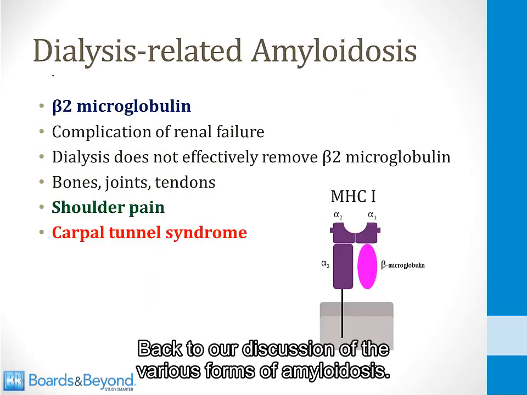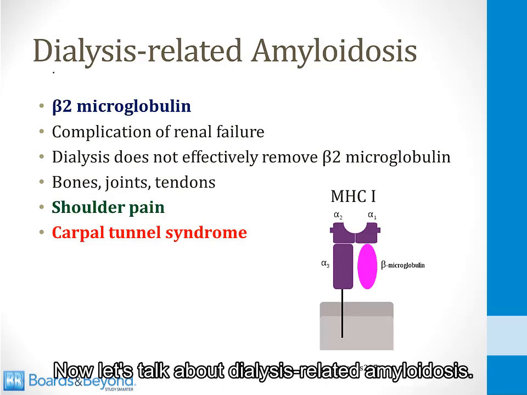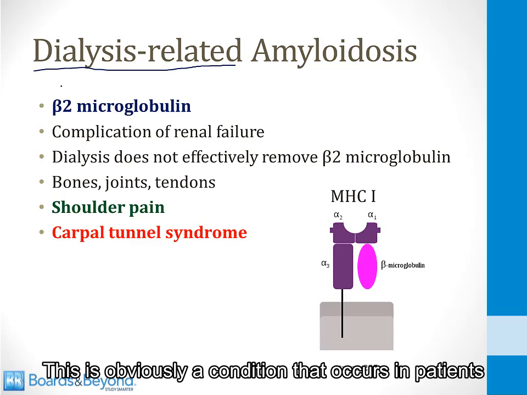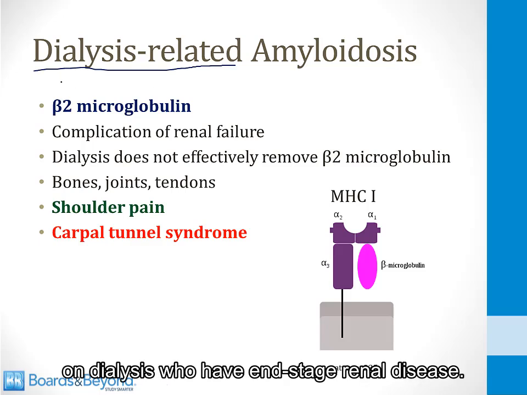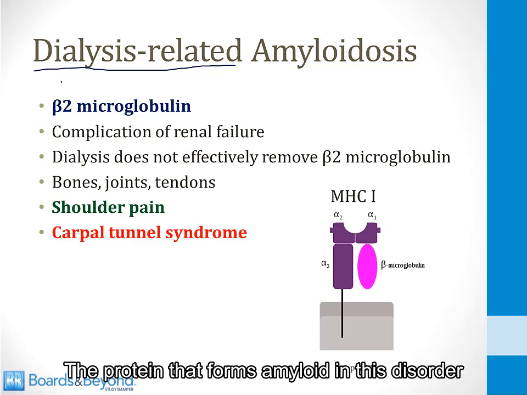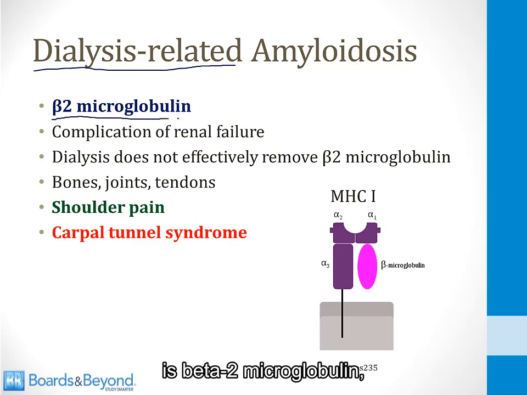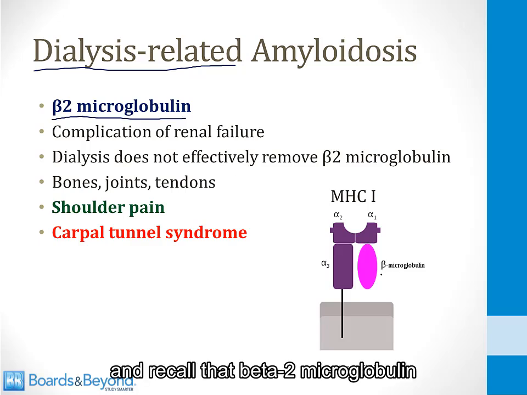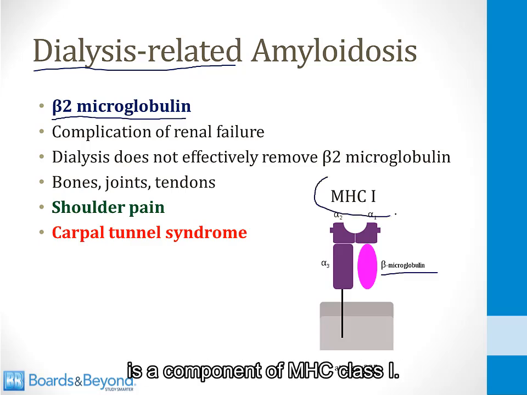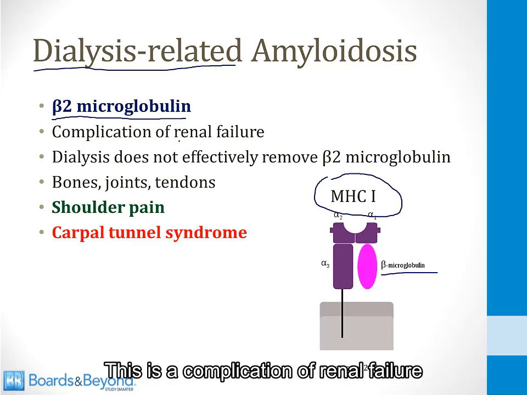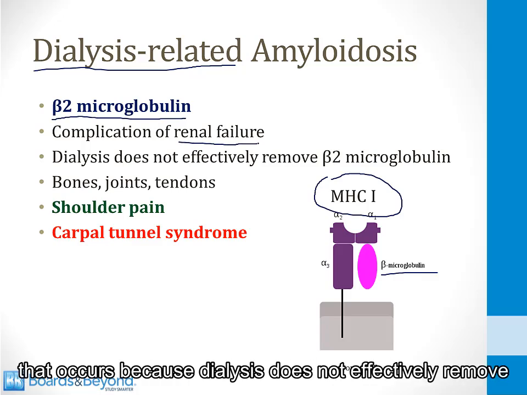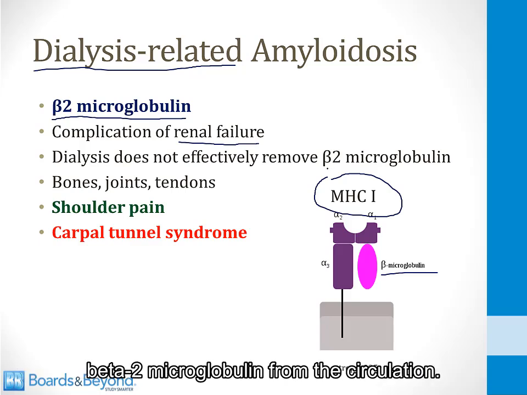Back to our discussion of the various forms of amyloidosis. Now let's talk about dialysis-related amyloidosis. This is obviously a condition that occurs in patients on dialysis who have end-stage renal disease. The protein that forms amyloid in this disorder is beta-2 microglobulin, and recall that beta-2 microglobulin is a component of MHC class 1. This is a complication of renal failure that occurs because dialysis does not effectively remove beta-2 microglobulin from the circulation.